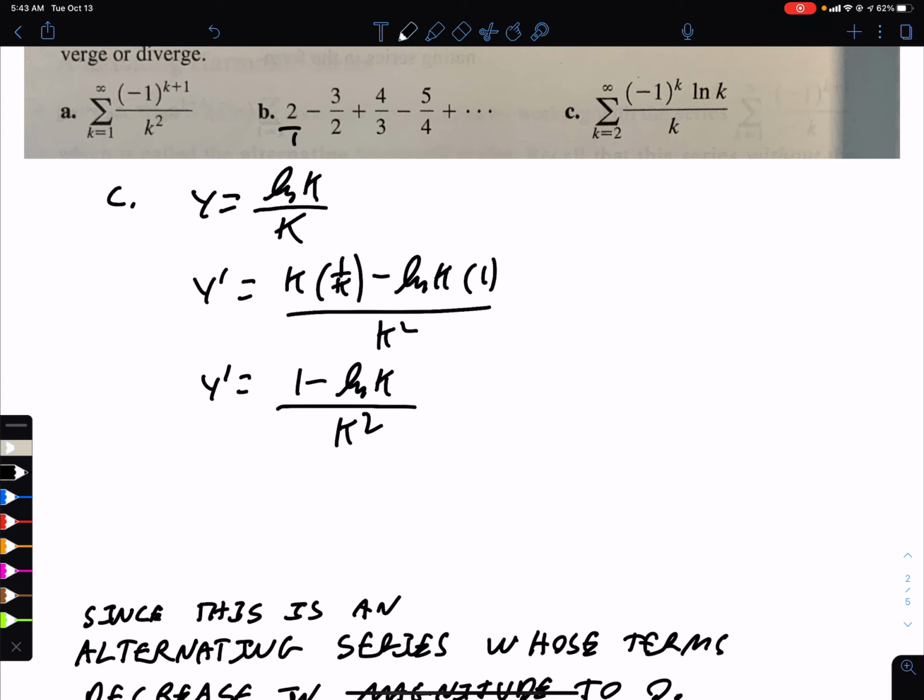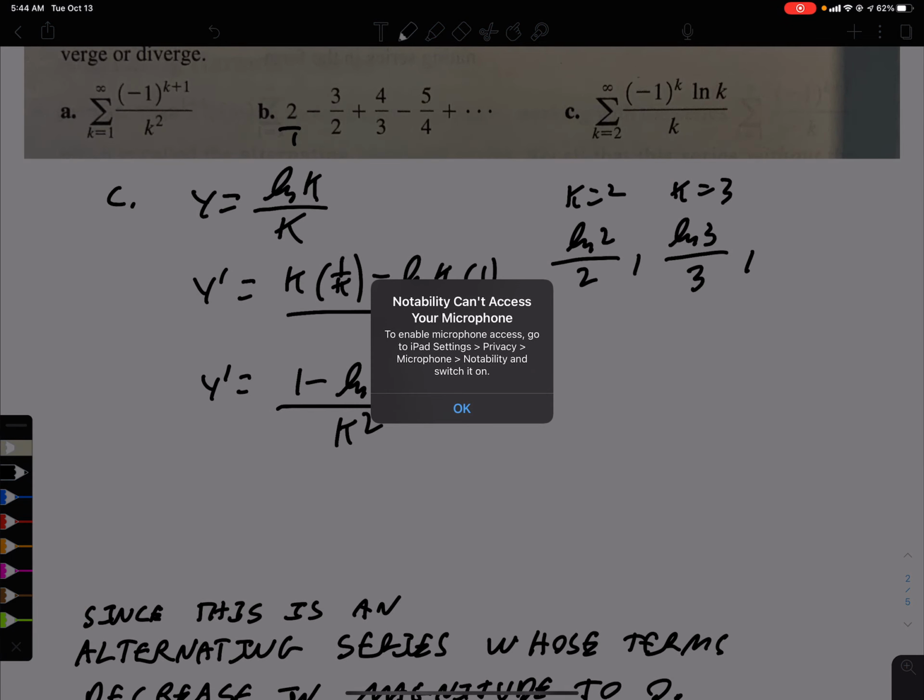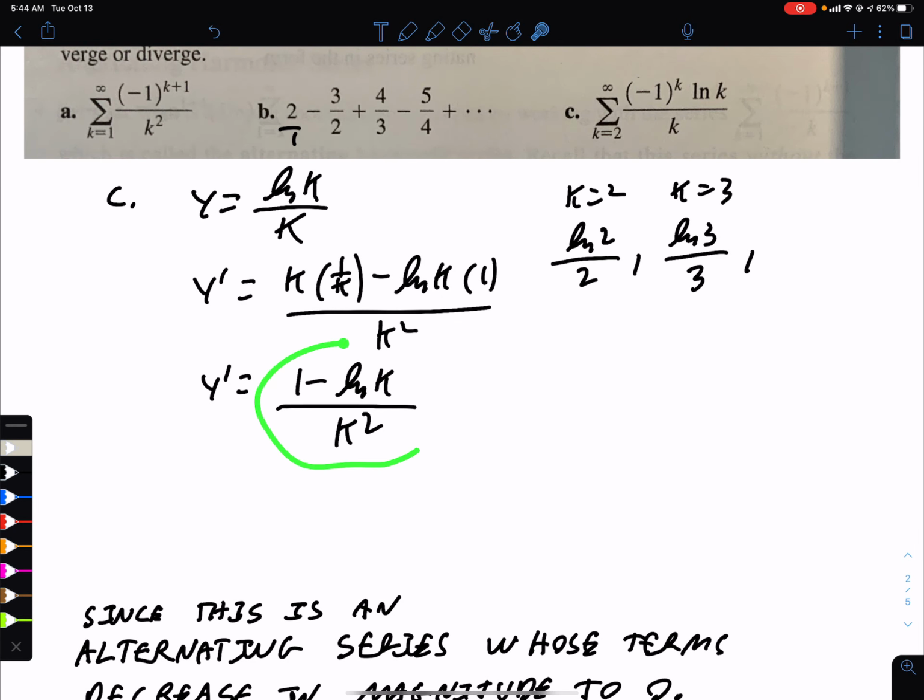Let's check the first couple of terms. Let's put k equals 2 in magnitude, so we ignore the plus and minus. We're going to have ln of 2 over 2. Oh, what am I doing? Yeah, I'm checking magnitude. The next term, let's plug in 3. I'm going to have ln of 3 over 3. I know the rest of the way it's decreasing because the derivative is always negative for k bigger than 3.